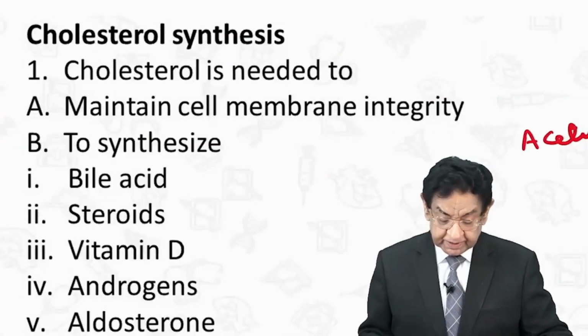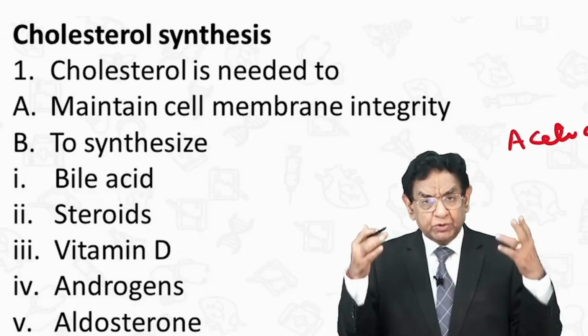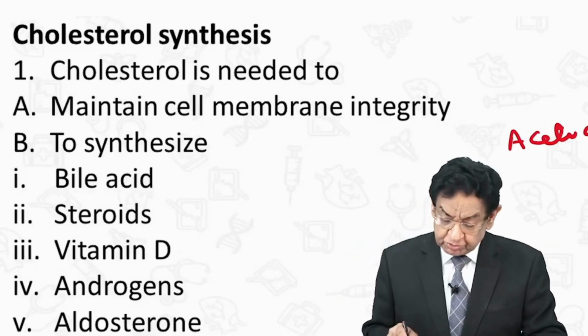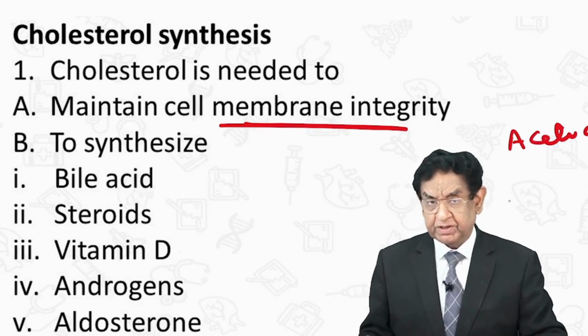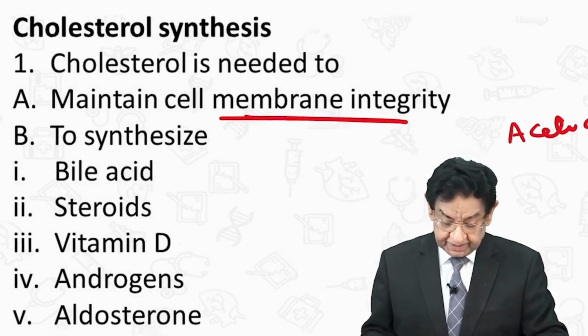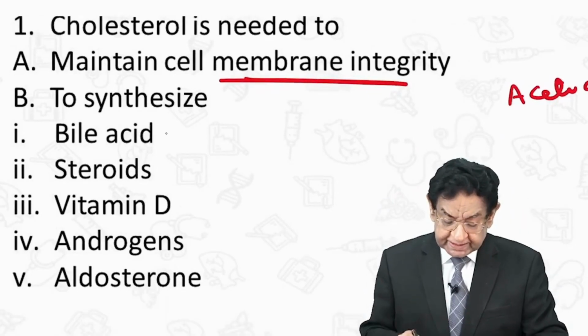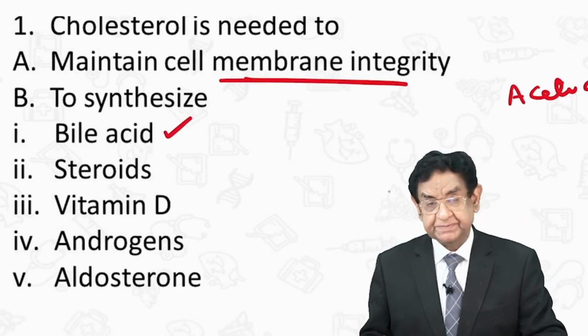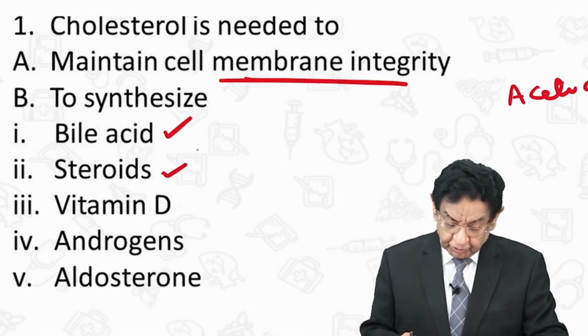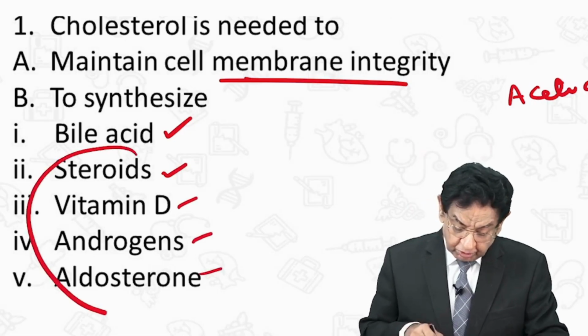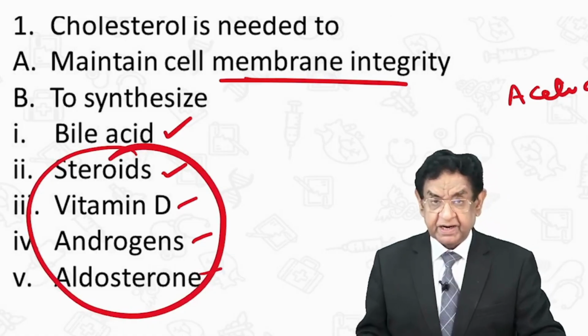So we come back. Now what is the use of cholesterol? It is used to maintain cell membrane integrity. It's a very, very important part of the cell membrane. It's also used to synthesize bile acid. This synthesis occurs in the liver. Steroid, vitamin D, androgen and aldosterone synthesis all occur in the adrenal gland.